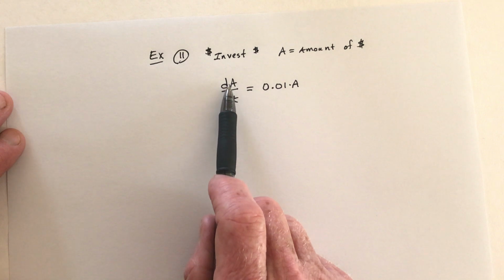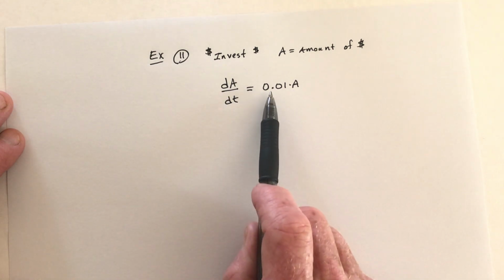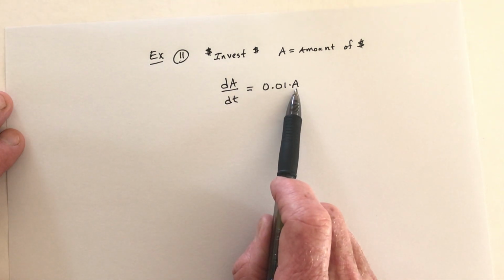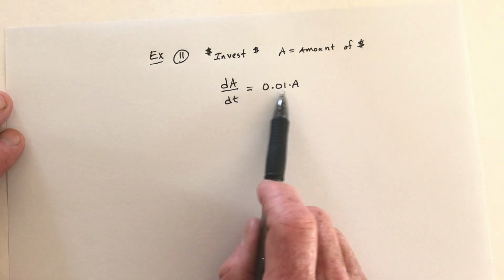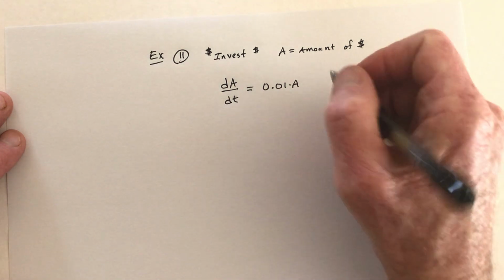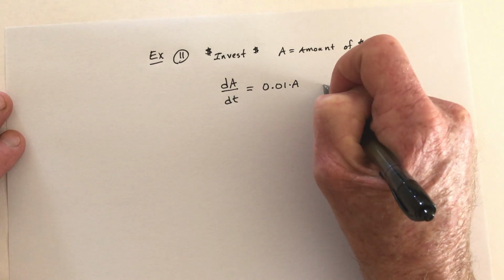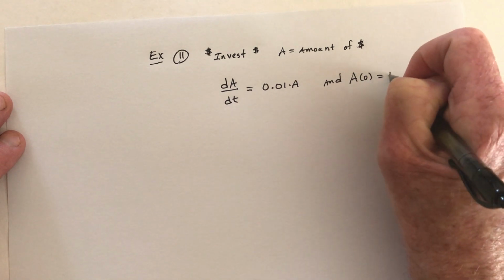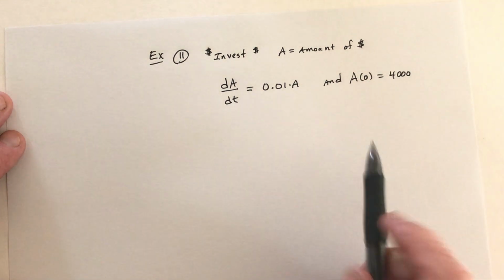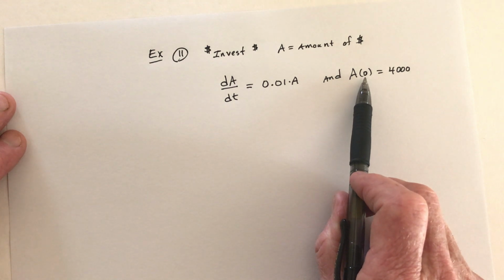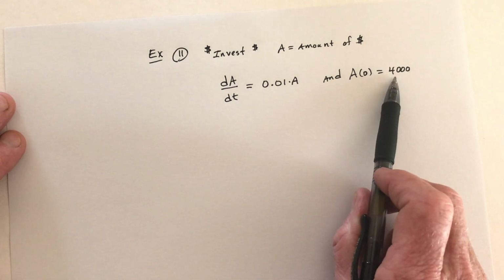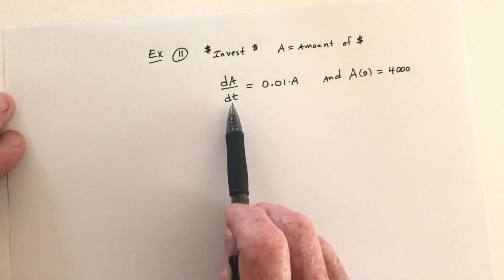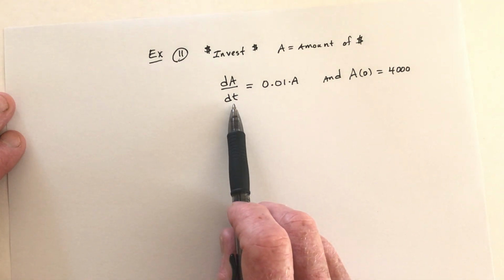So what this is really saying is, how fast is your money growing? It's growing at 1% of your original amount. So in other words, this is a very fast way to say you have a savings account that's paying you 1% interest. But they write it as a differential equation. And A at 0 equals 4,000. So this is saying when you put your money into the account, you put in $4,000. So then for this differential equation, solve for A.